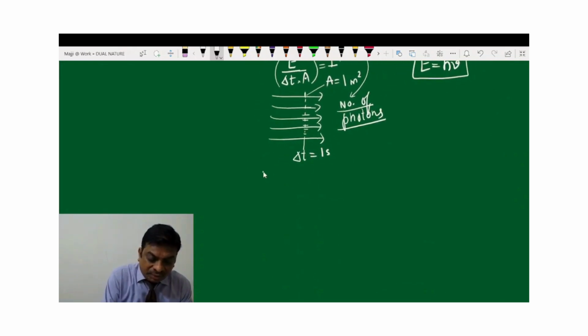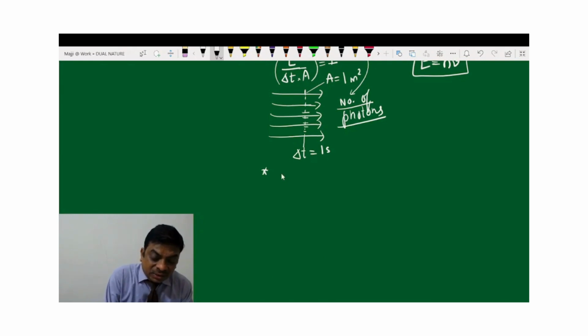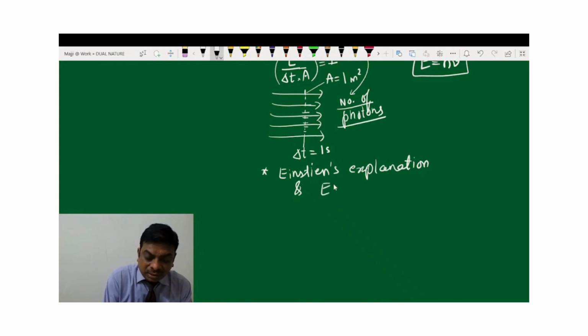So now the final explanation of this photoelectric effect was given by Einstein. So that is known as Einstein's explanation. And also we'll see Einstein's equation.